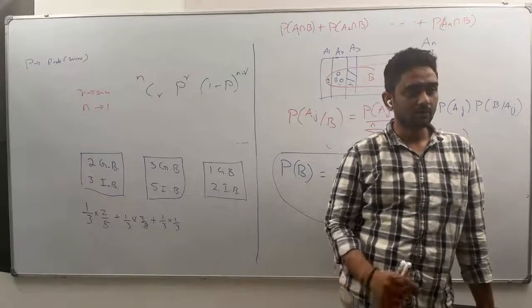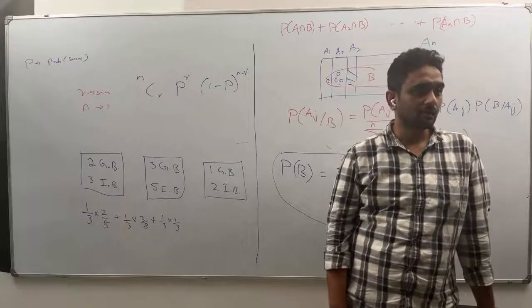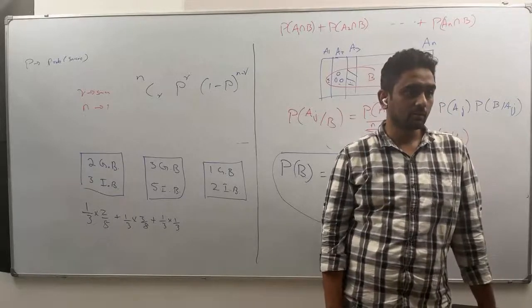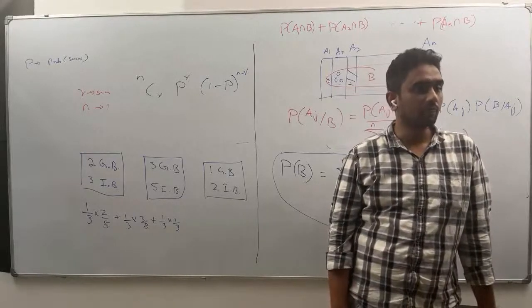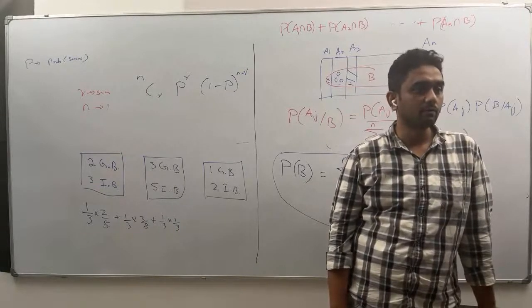Okay, I'll give you an example. Let's say I'm tossing a coin 3 times. I want one head. One head. So obviously remaining two will be tail. So what is the probability of getting one head?